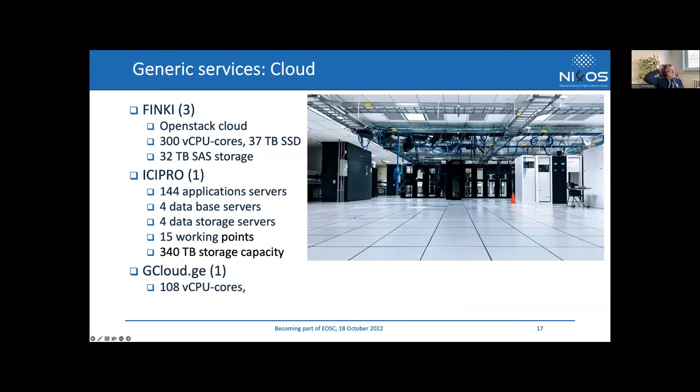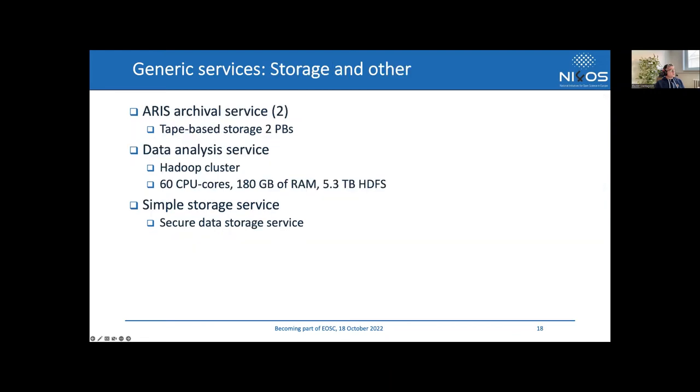Then regarding the cloud infrastructure offered during the open call, our colleagues from the University of Ss. Cyril and Methodius in Skopje, Macedonia, have provided a cloud infrastructure with a total of 300 virtual CPU cores, 37 terabytes of SSD space, and 32 terabytes of SAS storage space. We also have a large cloud installation in Romania, ECPro, installed in Bucharest, and one small cloud cluster in Georgia, named gcloud.ge.